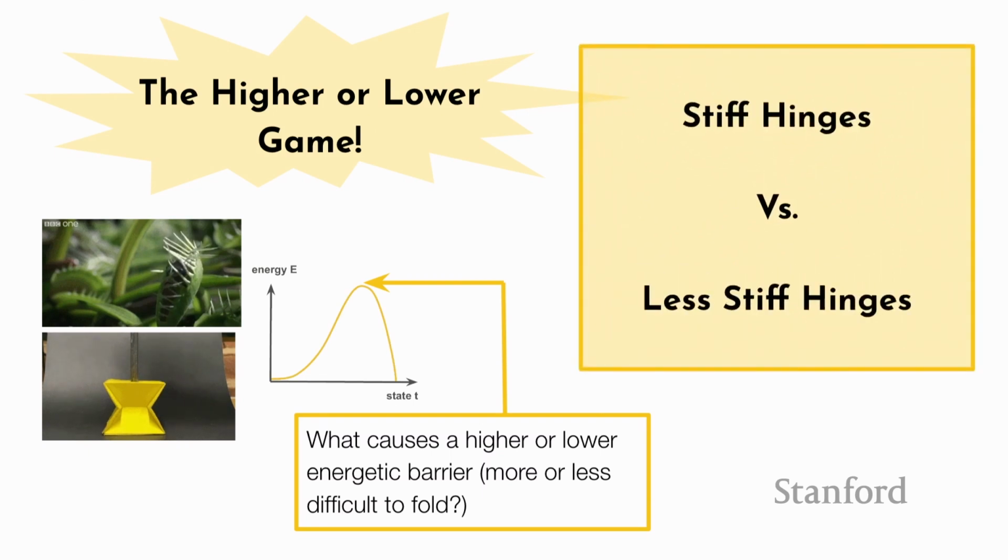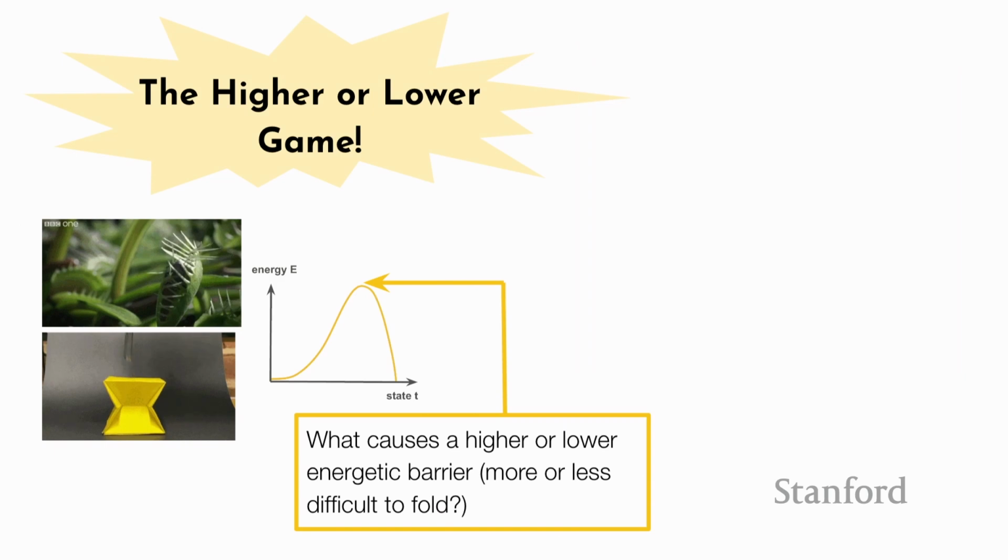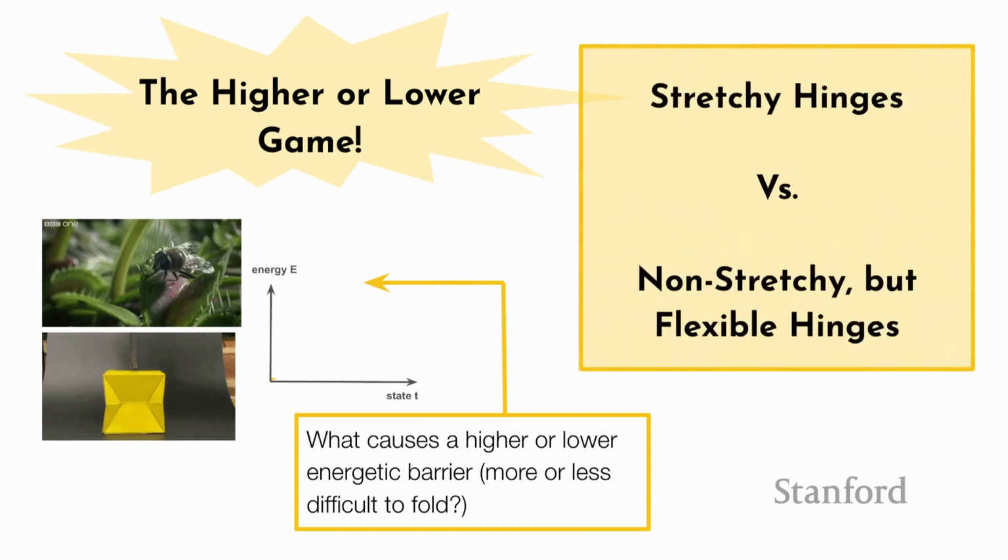So how about, I like when audiences say things together because it's funny. Stiff hinges or less stiff hinges, which will give a higher energetic barrier? Yeah. How about rigid panels versus less rigid panels? Rigid panels. Yeah, rigid panels. And how about stretchy hinges versus not stretchy but flexible hinges?